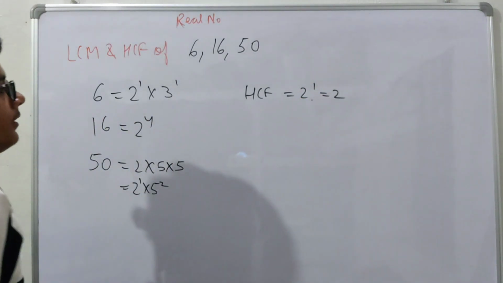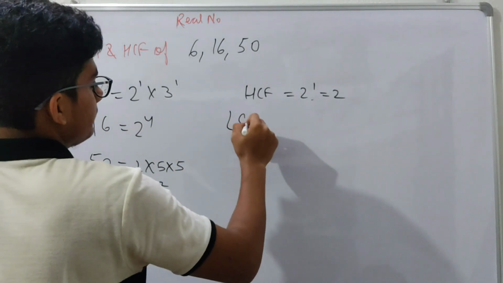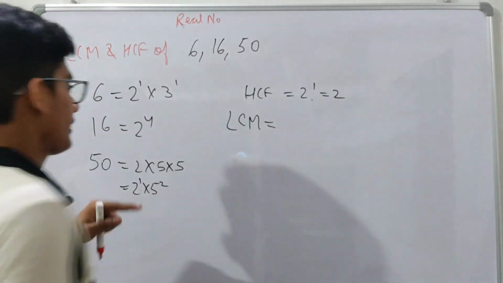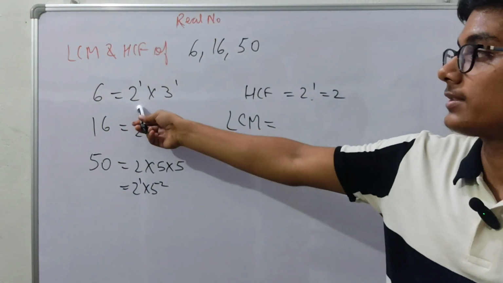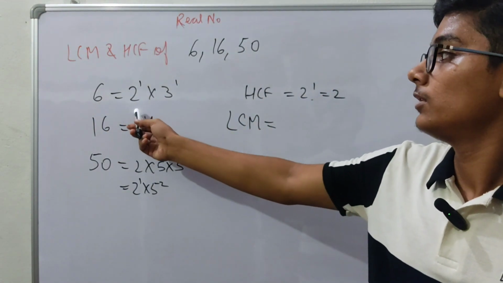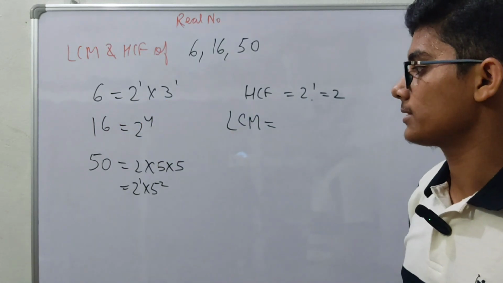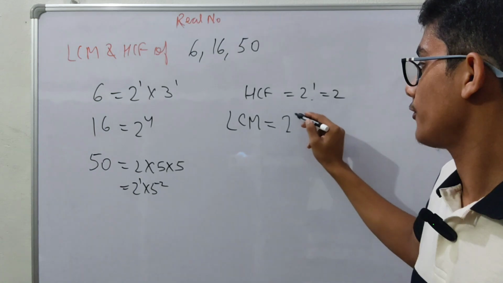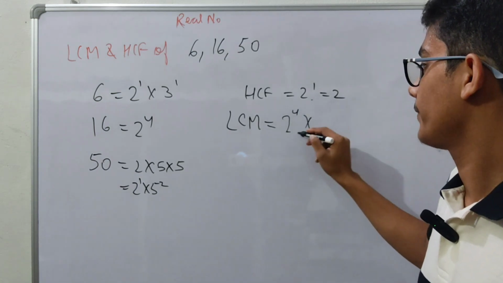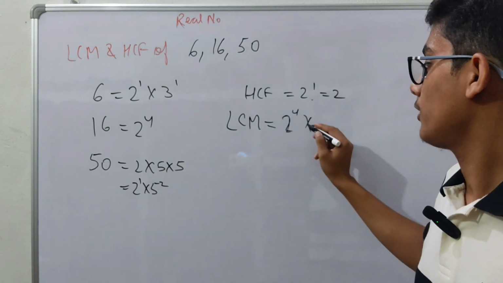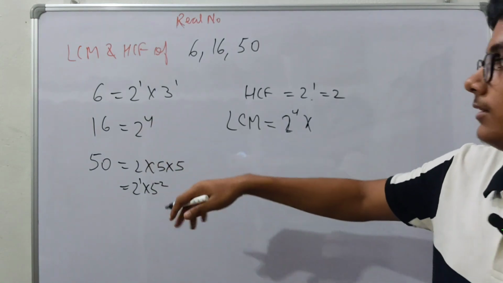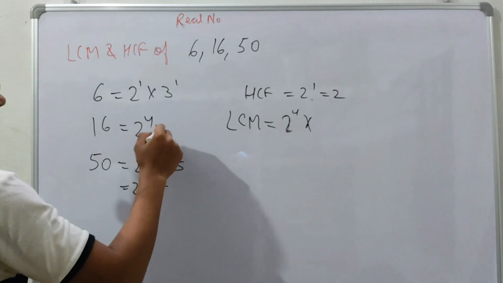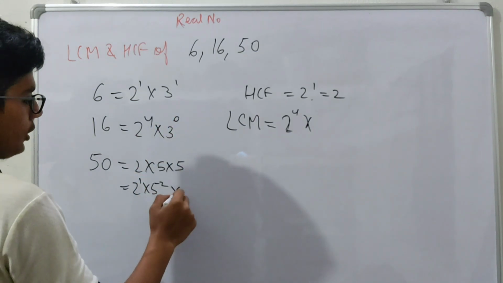Okay. Now we find LCM. For finding LCM, we can clearly see what is the maximum exponent of 2 in all the three numbers. It is 2 to the power 4. So for LCM, first we will write 2 to the power 4, and now we will find another factor which is appearing here. It is 3, and it can be written as 3 to the power 0 here.